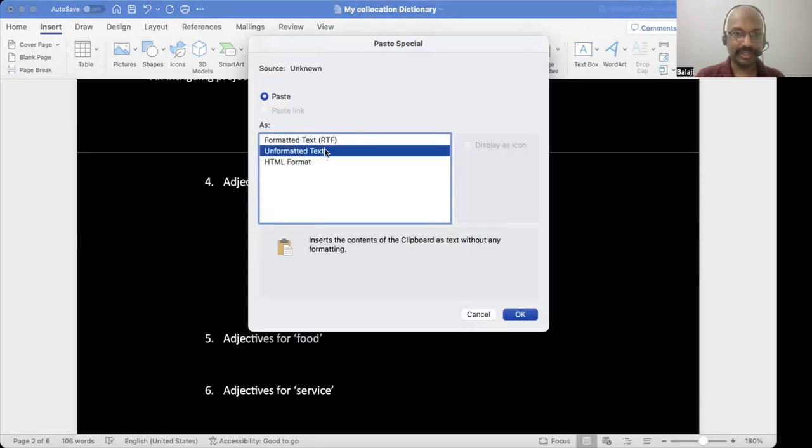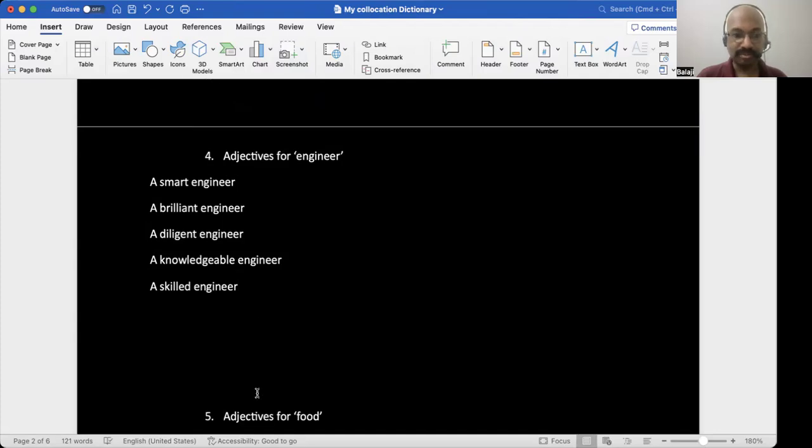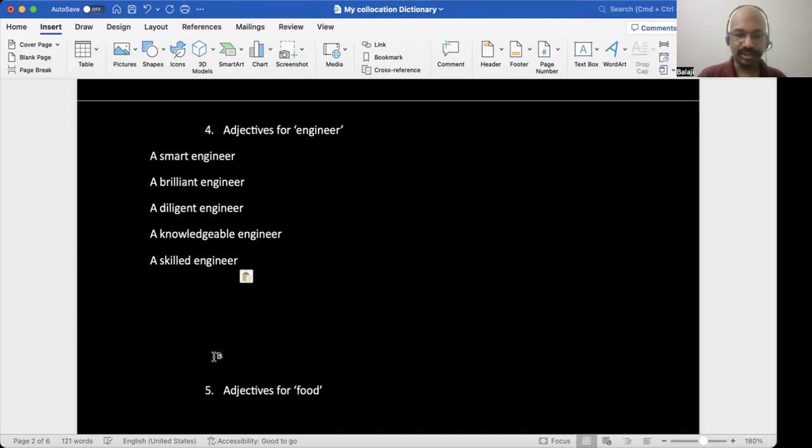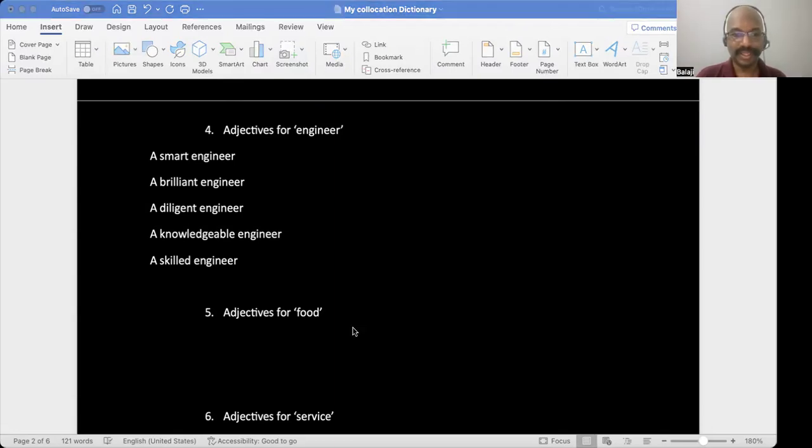Let's see what kind of adjectives go apart from good, bad, anything else? Yeah. A smart engineer, a brilliant engineer, a skilled engineer, a knowledgeable engineer. A diligent engineer is someone who does everything very carefully and effectively, right? So that is diligence. Okay.